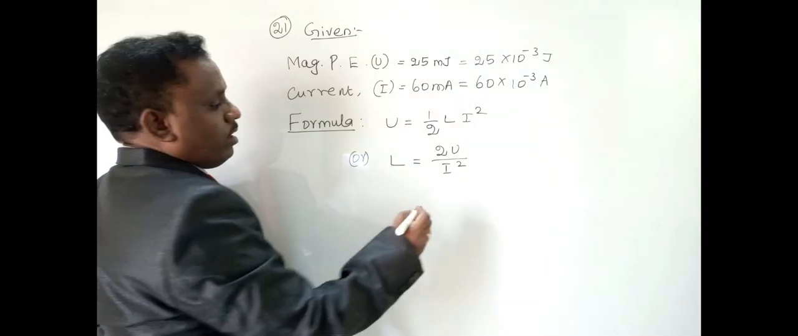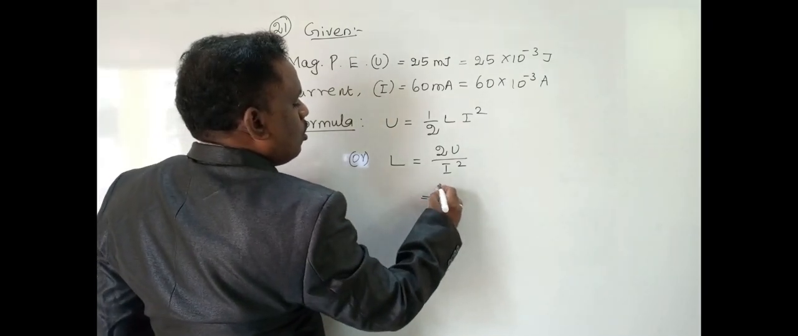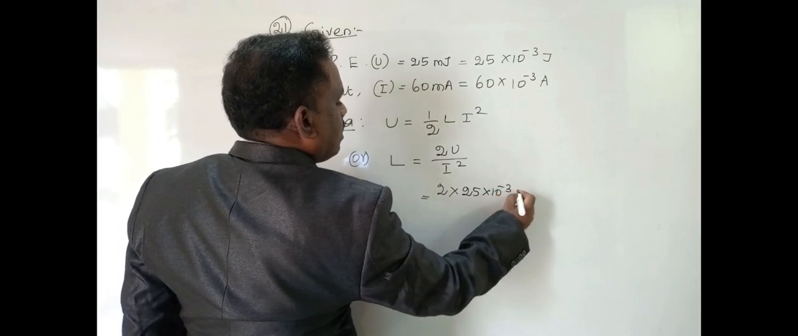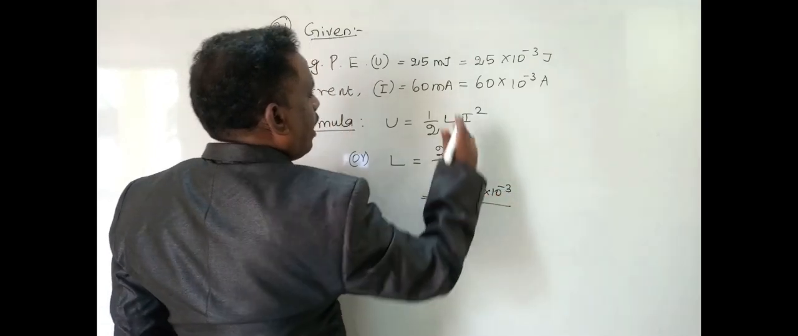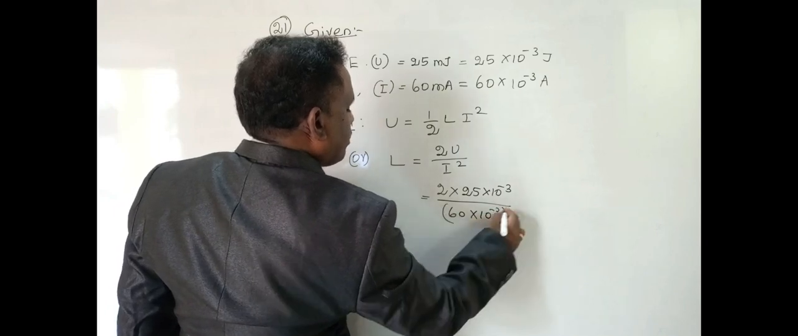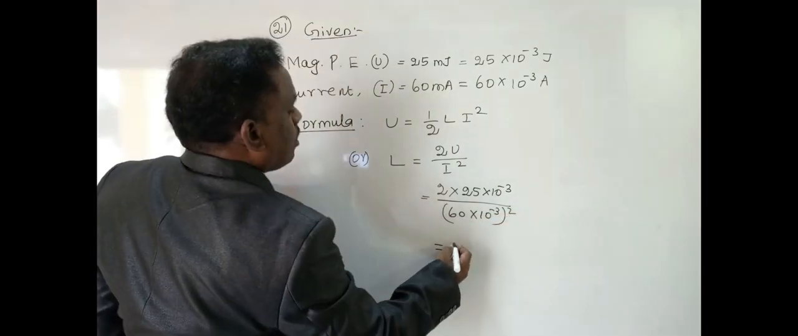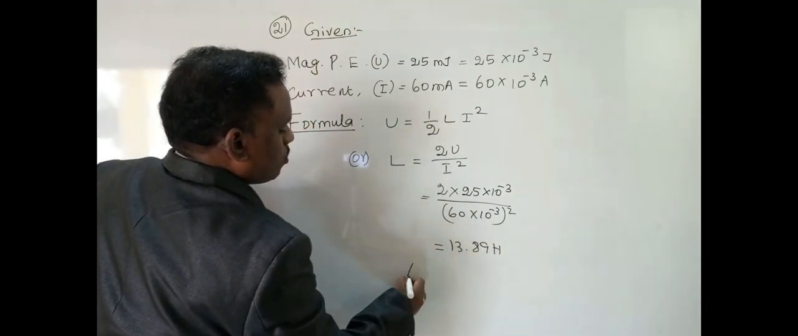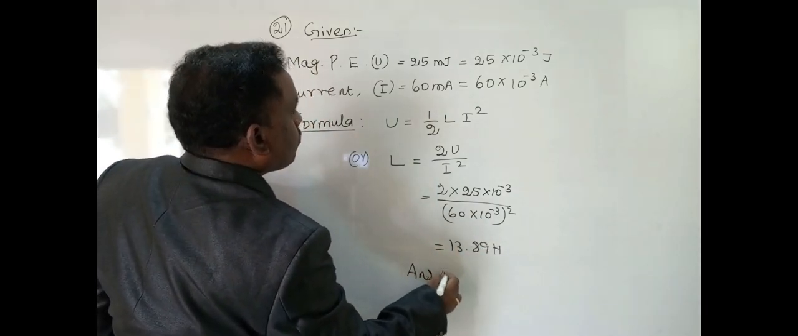Substitute the value: 2 into 25 into 10 power minus 3 divided by I value, 60 into 10 power minus 3 whole square. So you will get 13.89 Henry. So answer option 4.